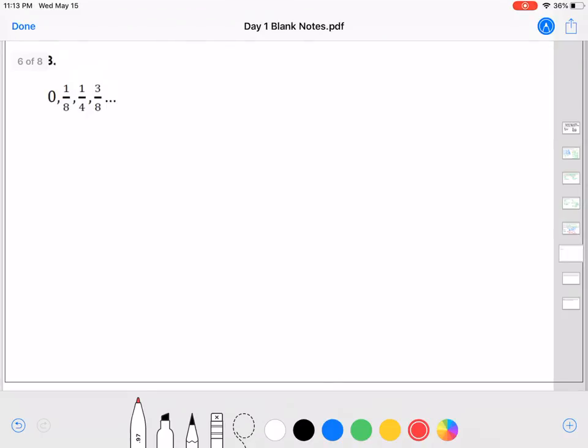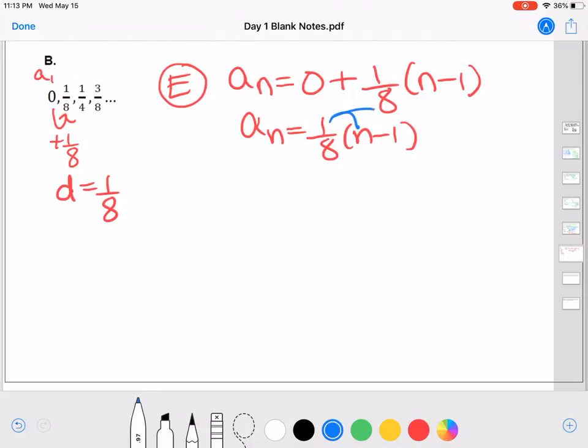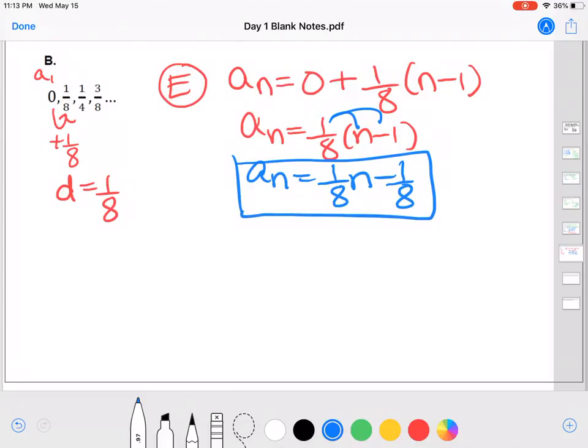So we would do the same thing on this problem. Our common difference would be adding 1/8 repeatedly. So d equals 1/8. My explicit a sub n equals a sub 1. My first term is 0, plus my difference, 1/8, times n minus 1. Now you could leave it like this, or we could take the time to distribute it through. A sub n equals 1/8 n minus 1/8. So that would probably be the way you would want to do it.